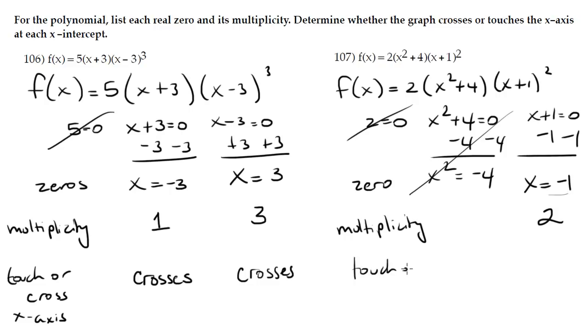And does it touch or cross the x-axis? Multiplicity is even, so the graph touches the x-axis and just goes right back around. It doesn't go through the axis, it just touches it.